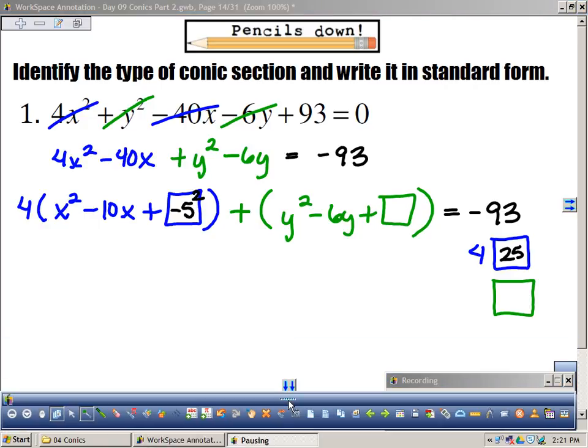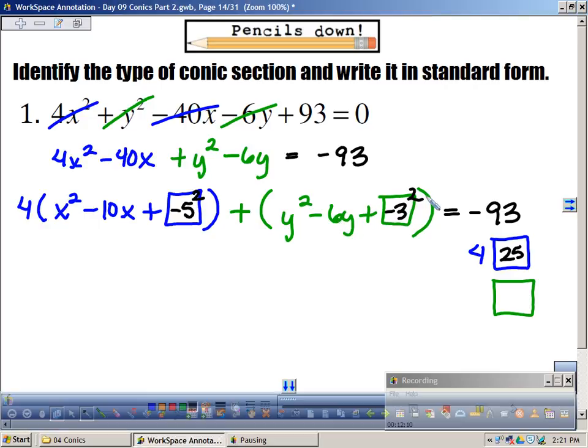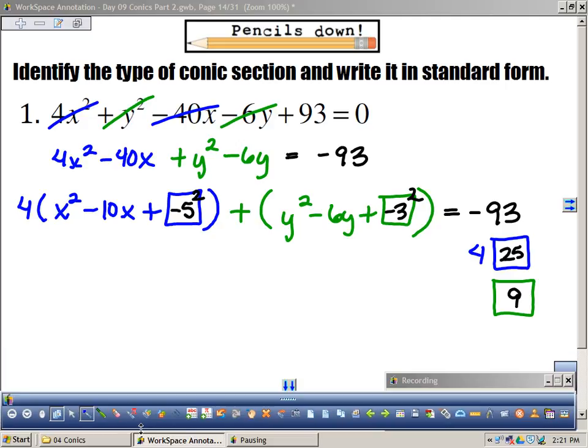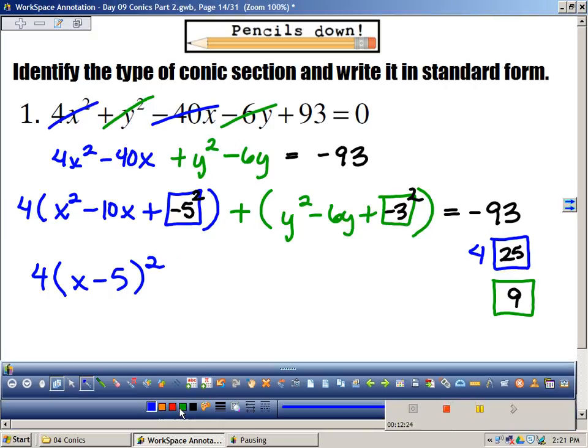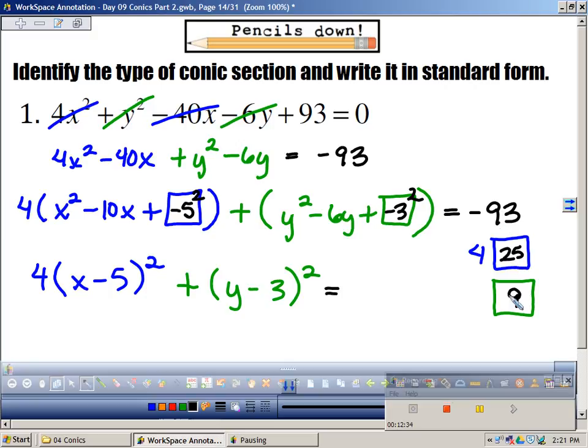Where are we at? Now, I look and see what's going to make this a perfect square trinomial. If I cut the 6 in half, I have 3. Negative 3 squared is going to make me 9. So now I just have to put all the pieces together. This is going to be 4 perfect squares that have x minus 5 squared. Remember, this number comes right back here, plus the perfect square of y minus 3 squared equals all of this put together, which is 100, minus 93 plus 9, which is 16.